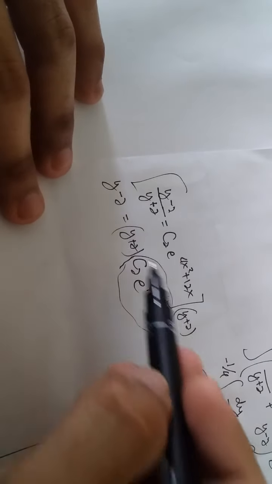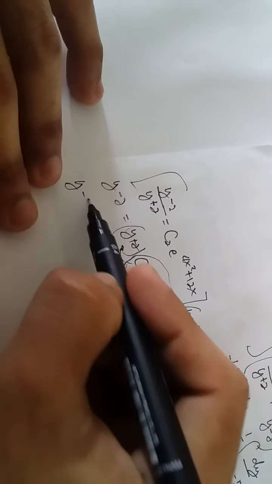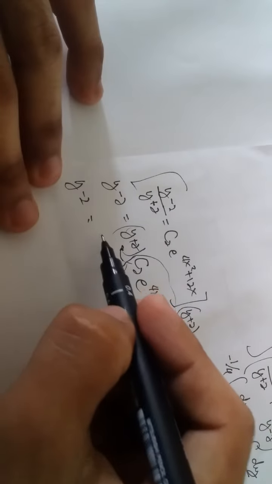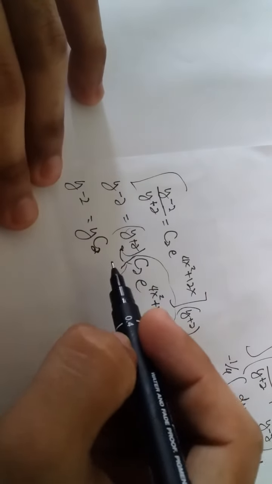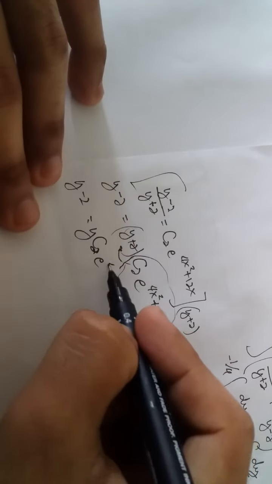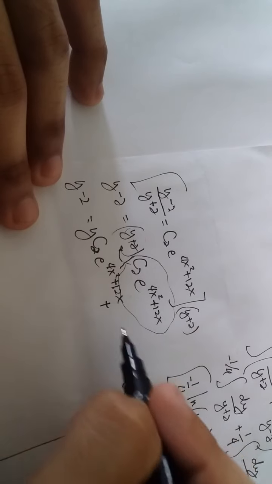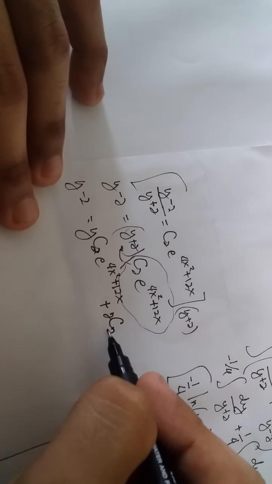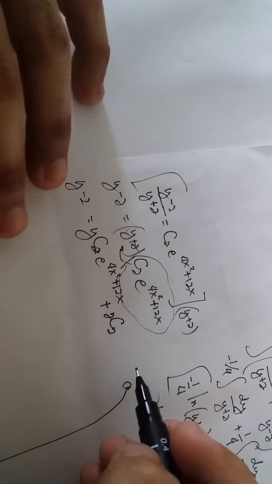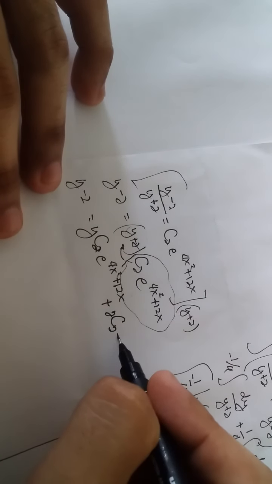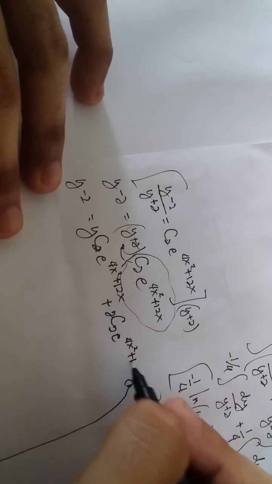Now we can distribute this one because it's a binomial. So y minus 2 is equal to y c sub 2 e to the power of 4x squared plus 12x, plus 2 c sub 2 e to the power of 4x squared plus 12x.